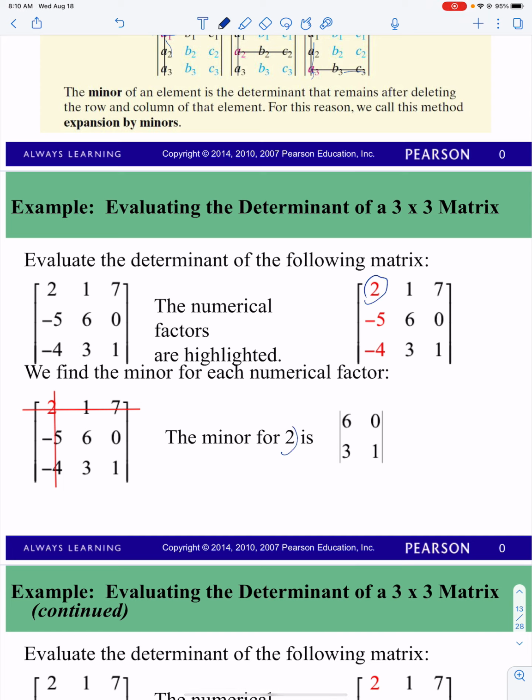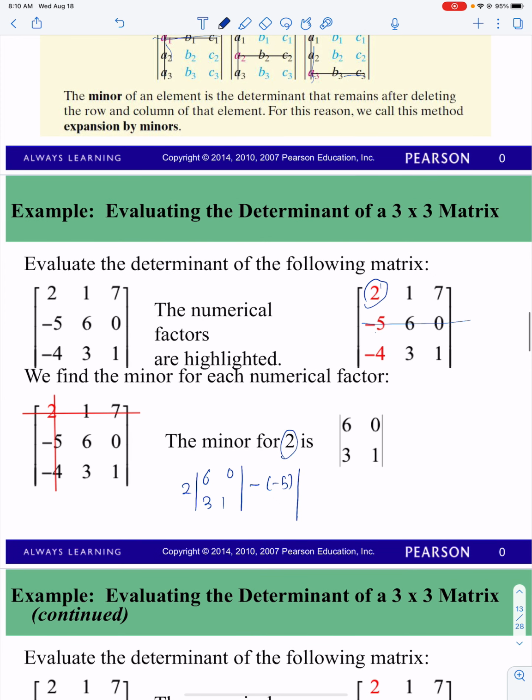For the 2, what do you have? What is the matrix that you want to multiply? It's 2 times 6, 0, 3, 1, yeah, and minus, because the middle one is minus, negative 5. For negative 5, you forget the J's. What do you have left? 1, 7, 3, 1. For the negative 4, what do you have? Plus, yeah, negative 4. And what is the matrix that you want to multiply? Yeah, so we have 1, 7, 6, 0. Are you with me?